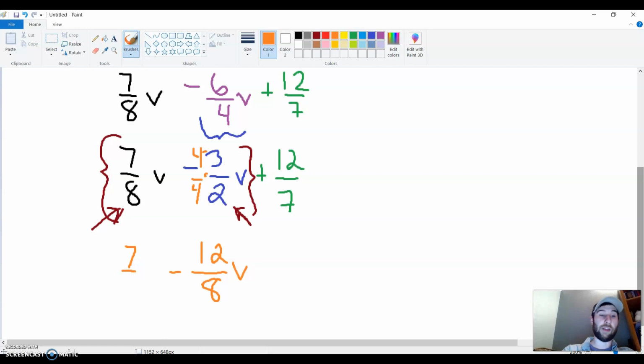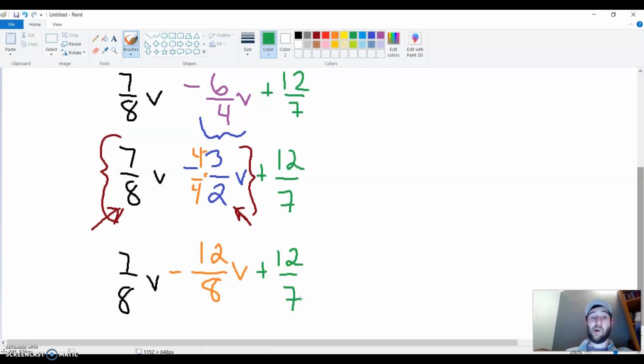Oop, meant to draw that in black. One more click. There it is. There's the black. So meant to have 7/8 v in front, and in green here we still have plus 12/7.